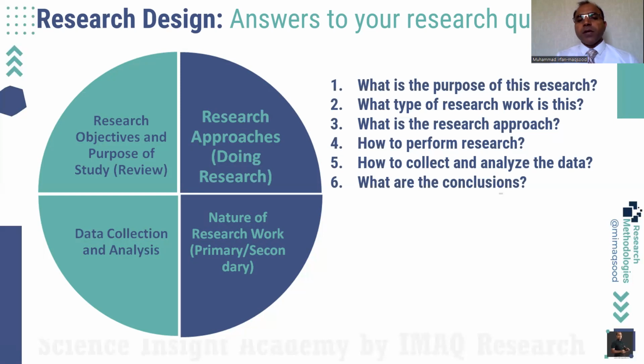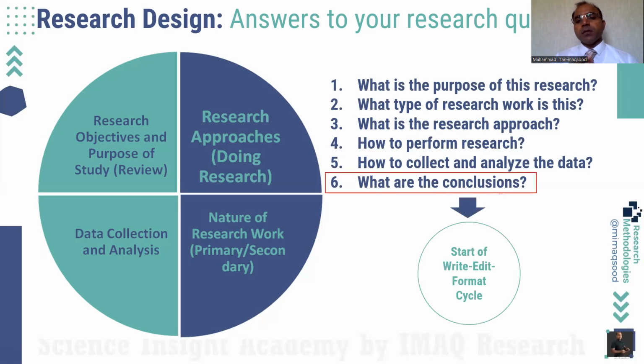When you have the answers to all these things, you have collected everything, did the analysis and finalized the things, then the process of writing a research paper starts, which is a cycle of repeating actions of writing, editing, and formatting.